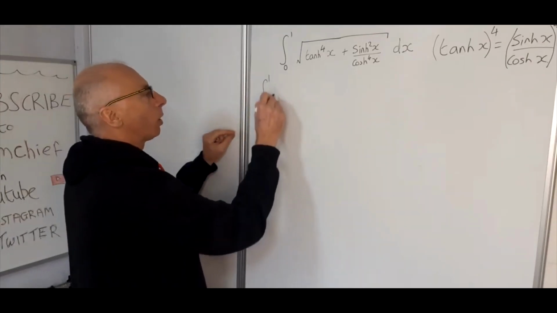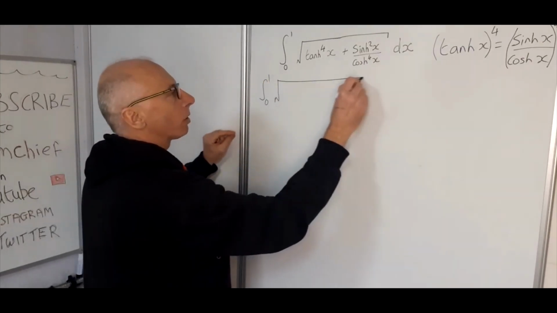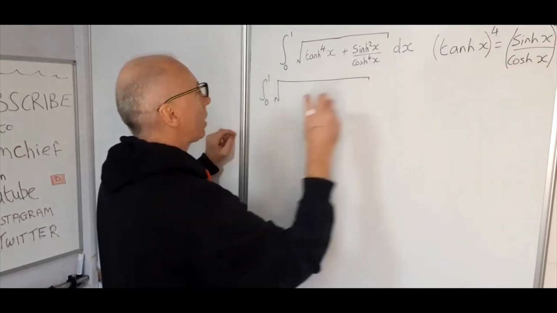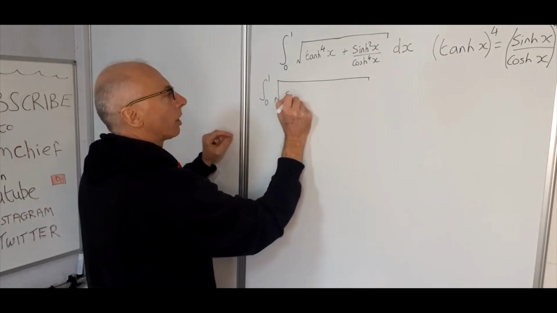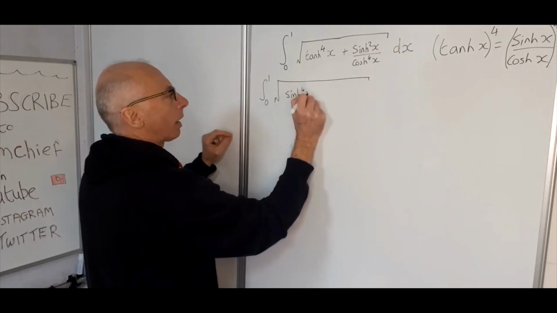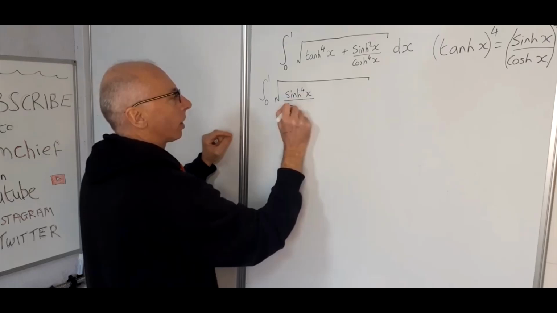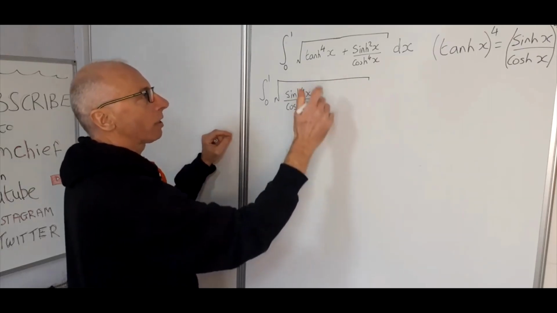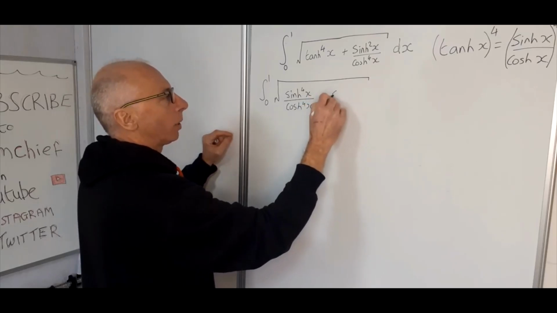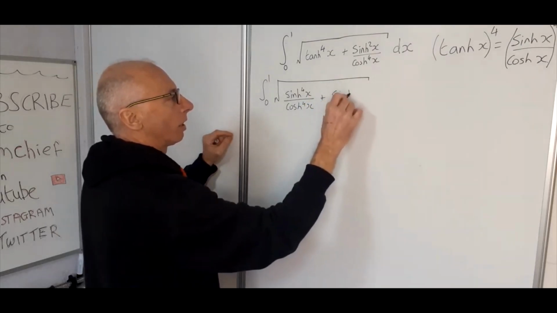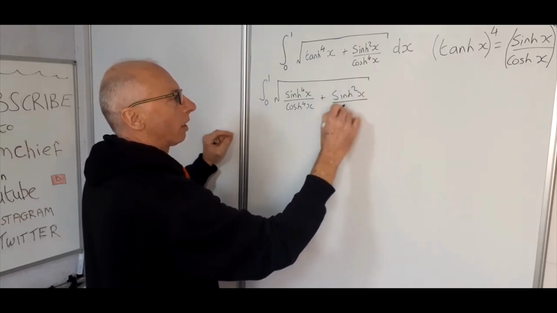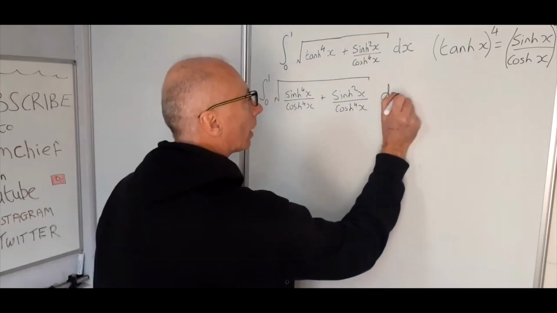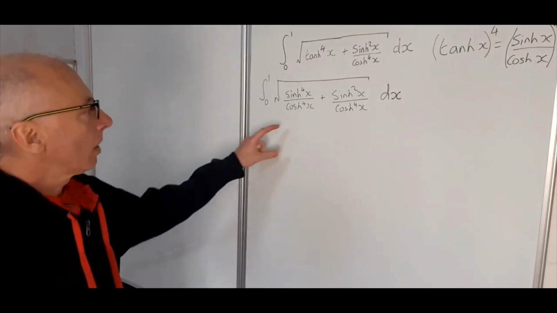So 0 to 1, square root. Now I'm going to put this in here and put the power of 4 on each: sinh to the power of 4 of x over cosh to the power of 4 of x. So we haven't changed the value of this. And then put in the other term, sinh squared x over cosh to the 4 of x, dx. Okay, so now we're moving forward.